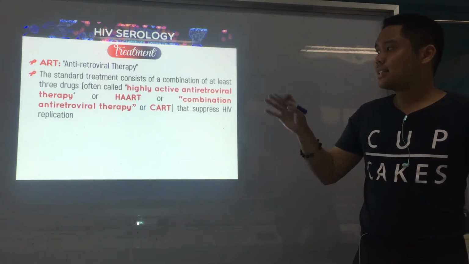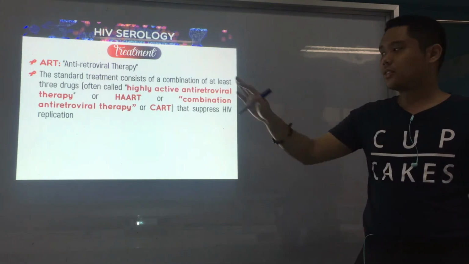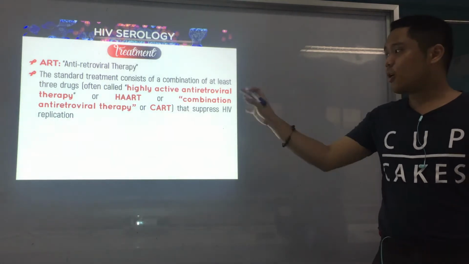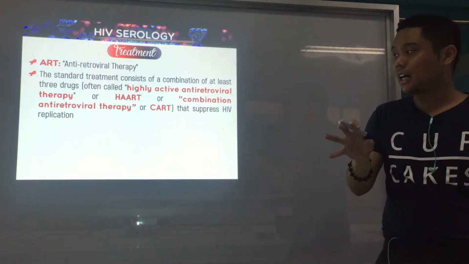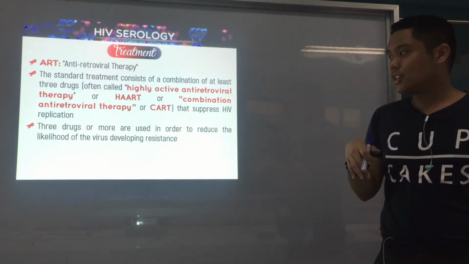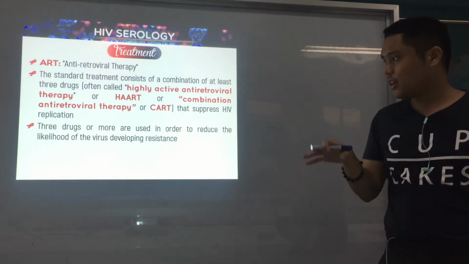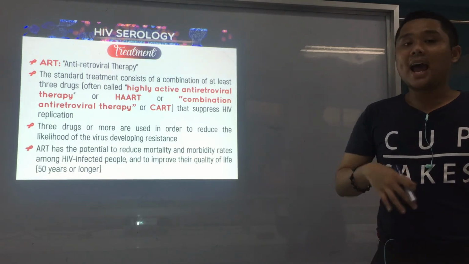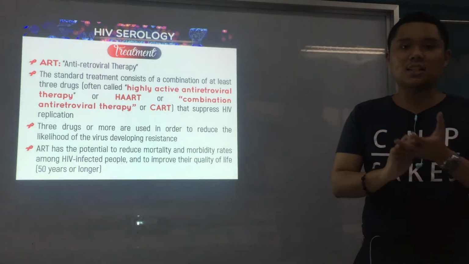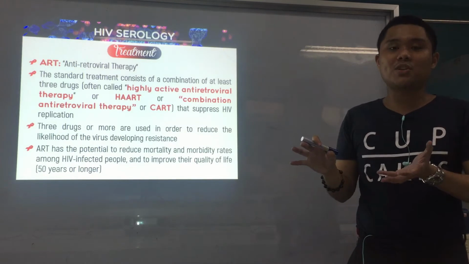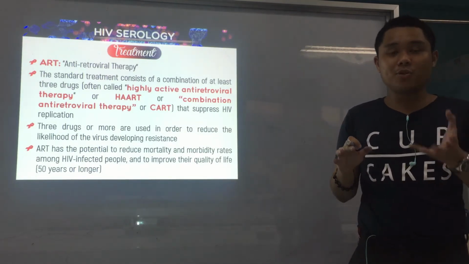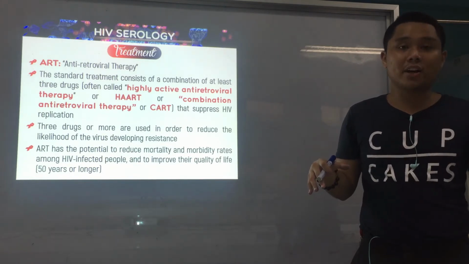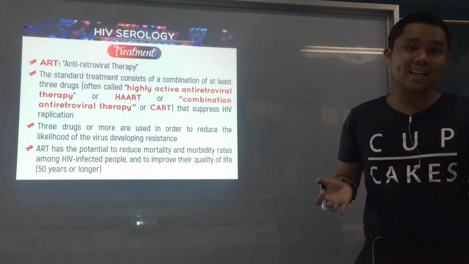Okay. The standard is 3 drugs, called highly active antiretroviral therapy, HAART, or combination antiretroviral therapy, or CART, that suppress HIV replication. 3 drugs are used in order to reduce the likelihood of the virus developing resistance. And because of this ART, again, as mentioned, people living with HIV can really live a normal, fruitful life and even live longer compared to the initial years that HIV was detected, the 1980s.